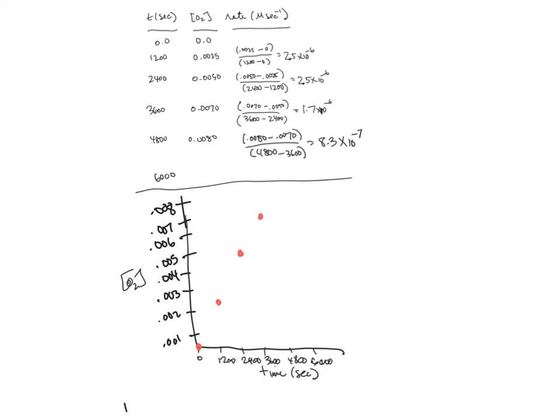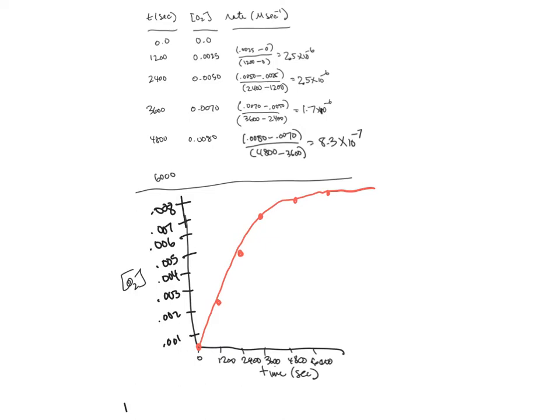4800, it's just going up to 0.008, and if we kept going to 6000, it would end up something like that. So we've got a curve here. And clearly you can see how it kind of levels off to zero slope, and that would correlate with the reactant concentration going to 0. So there's no more oxygen to make because there's no more reactant.